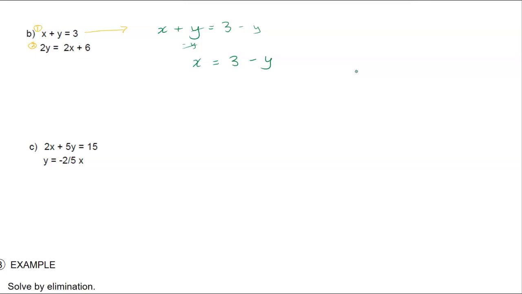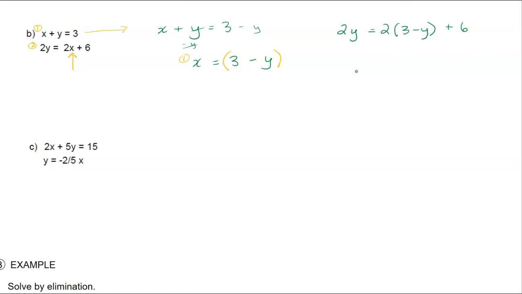So now I can take this new version of equation 1 and substitute it into equation 2. Wherever I see an x, I'm going to plug in 3 minus y. All right, let's continue. So we have 2y is equal to 2 times the x. Okay, we'll get there. Coming back to plug it in, put a 3 minus y in place of x.